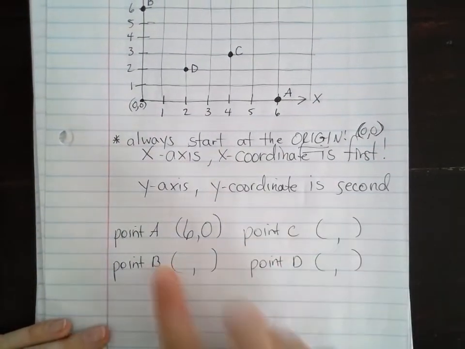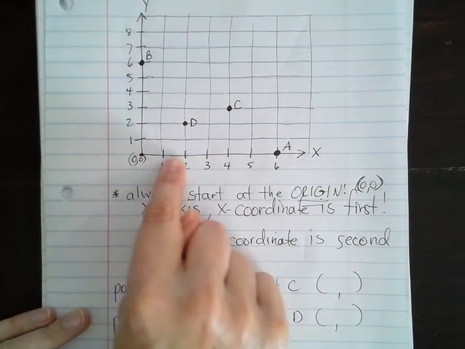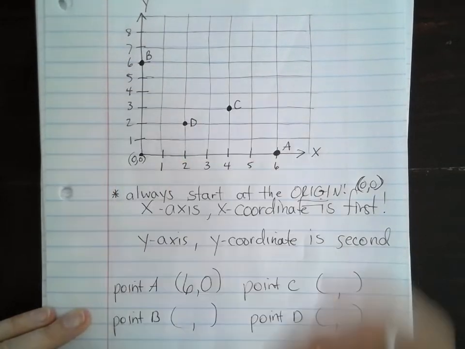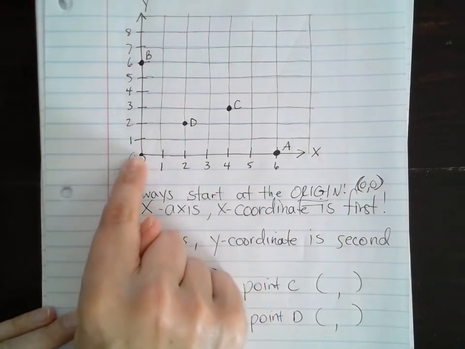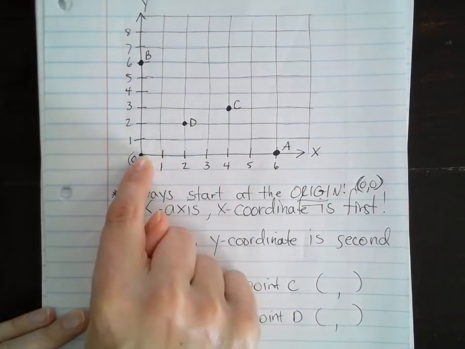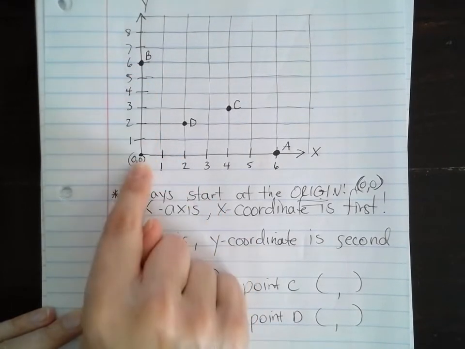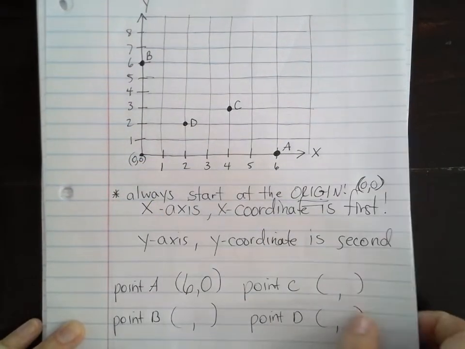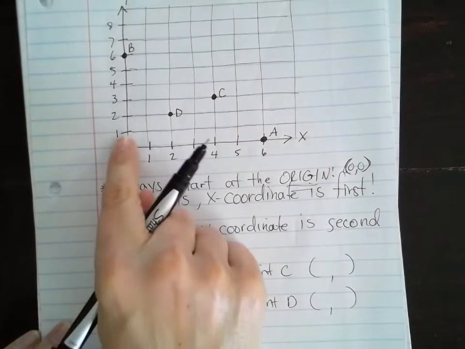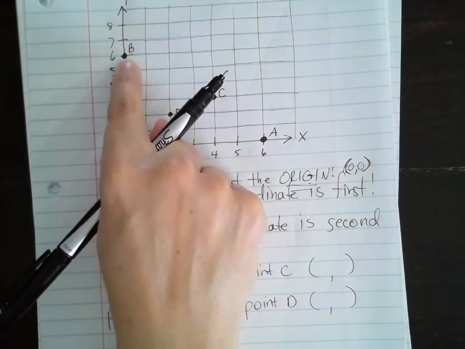Let's look at point B. So point B is sort of a little different. It doesn't travel on the x, it only travels on the y. So let's start with our x-axis, x-coordinate, right? So if I'm here and I'm going over to find the point B, where is it? Well, it's directly above. So the x-coordinate for B is actually going to be 0. Okay, so we're going to write that down. We didn't travel any on the x-axis, so our x-coordinate is 0. And then for the y-coordinate going up to B, it would be 6.